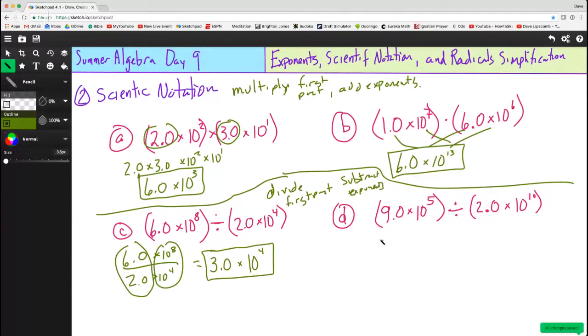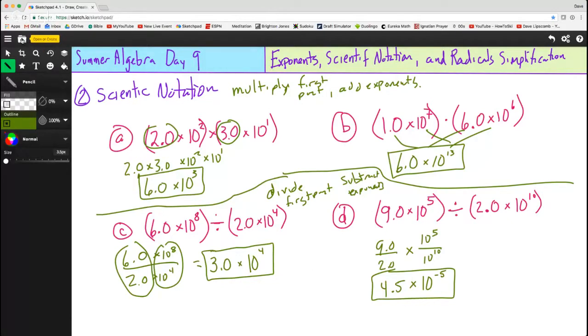And likewise over here, it's 9.0 divided by 2.0 times 10 to the 5th over 10 to the 5th over 10 to the 10th. And so that's equal to 4.5 times 10 to the 5 minus 10, which is negative 5. And we're done. Again, all of these numbers are in scientific notation because when I multiplied or divided, the first part stayed between 1 and 10.